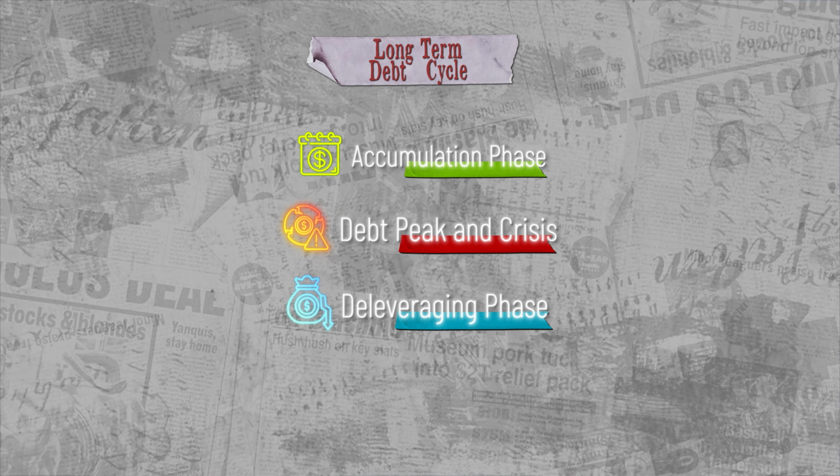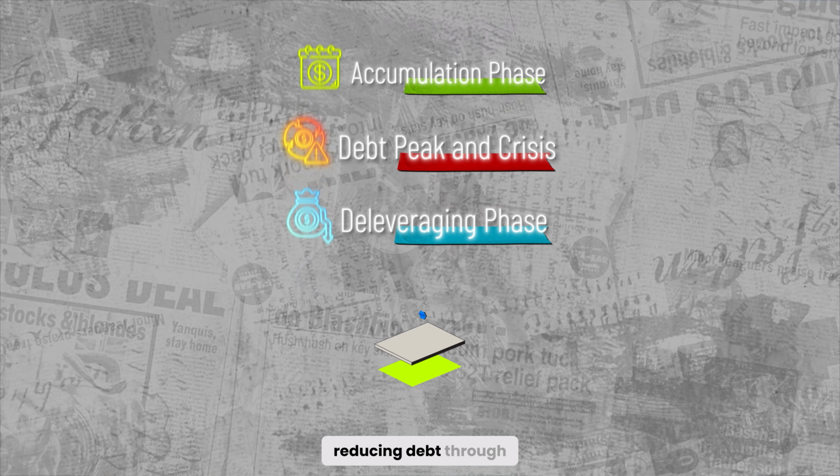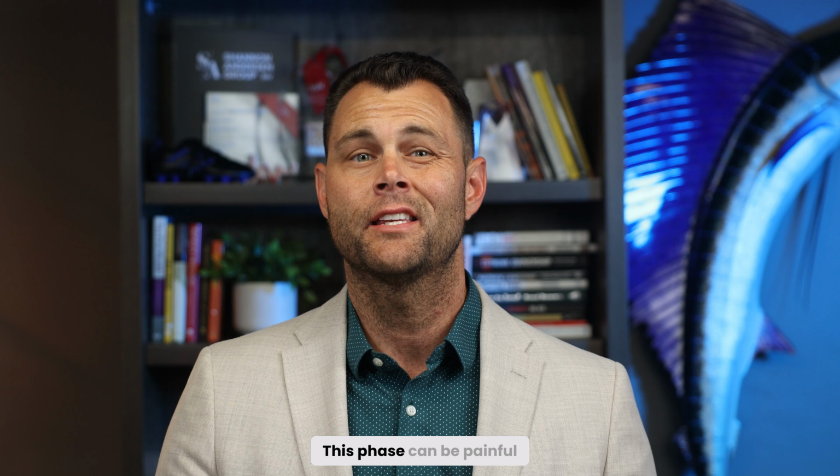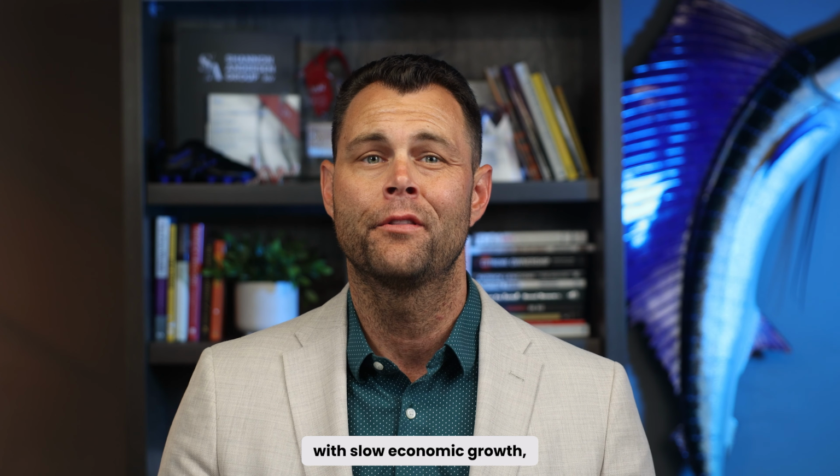Next is the deleveraging phase. Deleveraging involves reducing debt through austerity measures, debt restructuring, or even printing money. This phase can be painful, with slow economic growth and high unemployment, but it's necessary to restore balance.